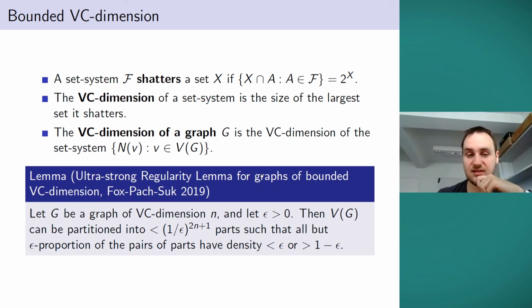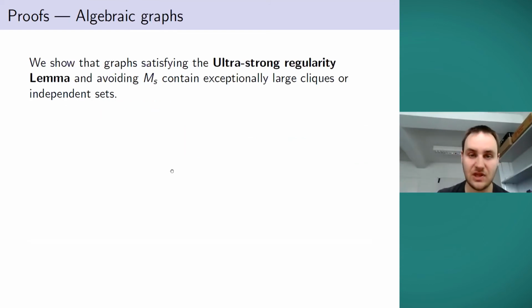And it turns out that algebraic graphs can be compared to these graphs of bounded VC dimension, in that one can prove basically the same regularity lemma for algebraic graphs as well. So our argument is that we look at a family of graphs which satisfies this ultra-strong regularity lemma and also avoids M_s. And we show that having this extra condition, the ultra-strong regularity lemma, boosts a lot how large a clique or independent set we can find.